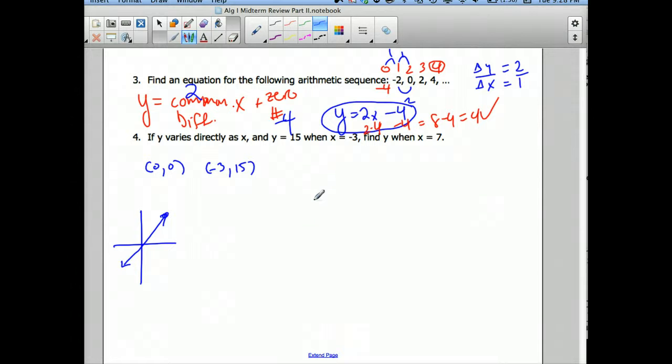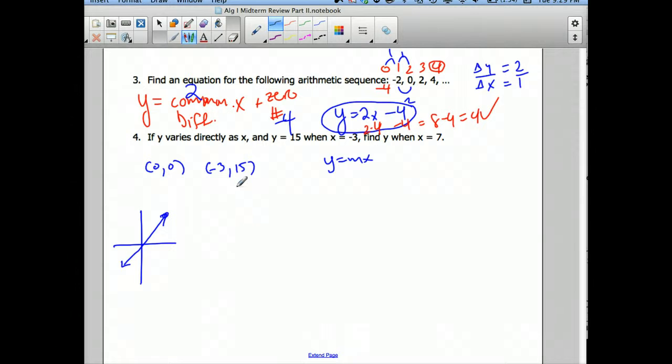So now we can find our equation, and if we get a y equals mx plus b equation, our y-intercept is 0 because it goes through the origin. So really we're just looking for a y equals mx equation. Once we have our equation, we can plug in whatever they give us to find the unknown.